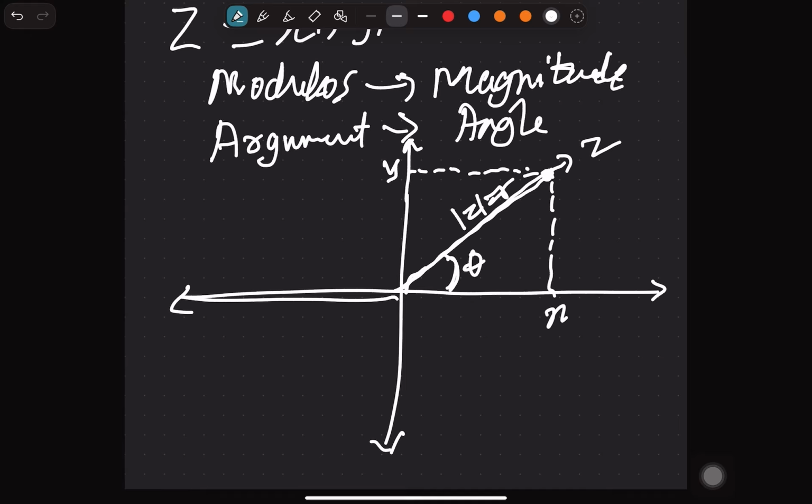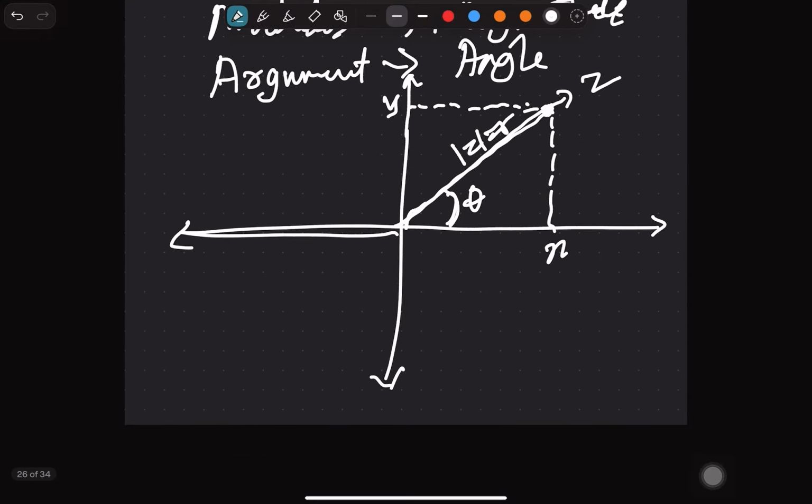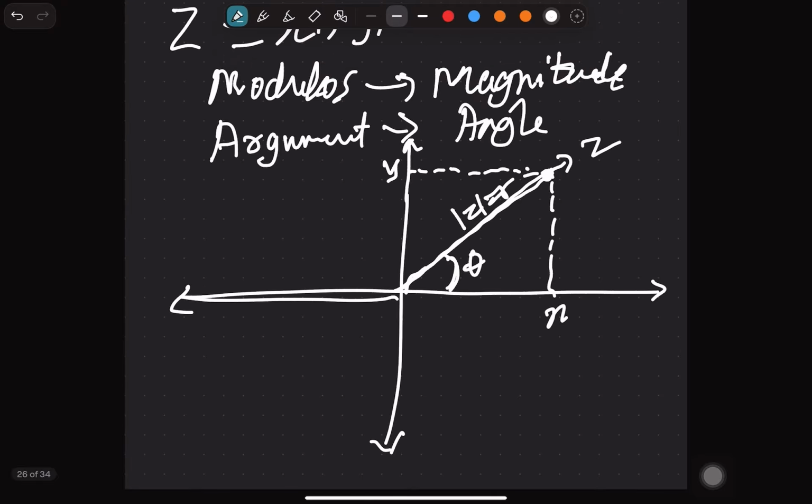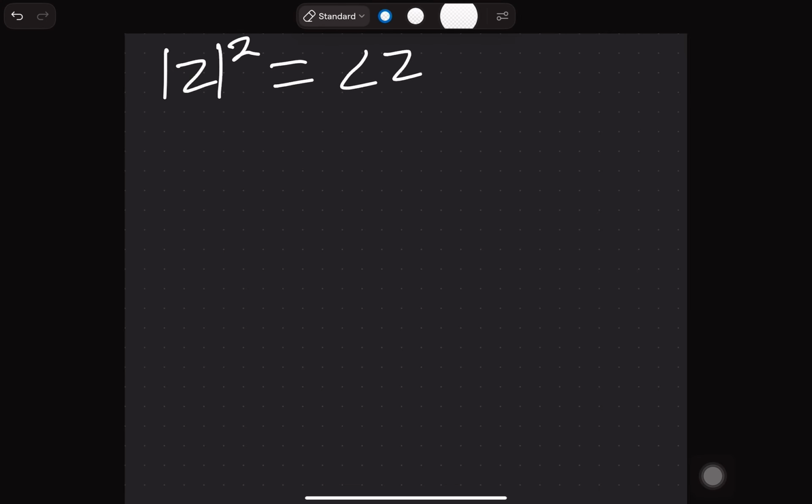Okay, so let's make some deductions over here. First of all, the magnitude of the complex number squared is equal to the complex number multiplied by its conjugate. So when you multiply a complex number and its conjugate, what you get is the square of its magnitude, and that can be proven algebraically.